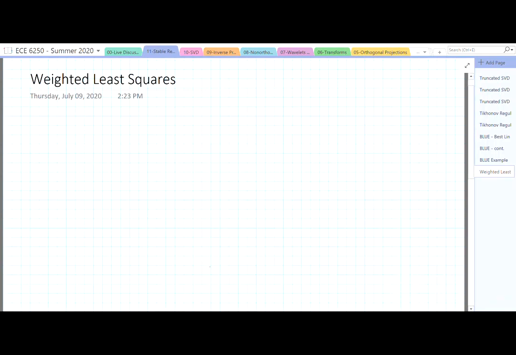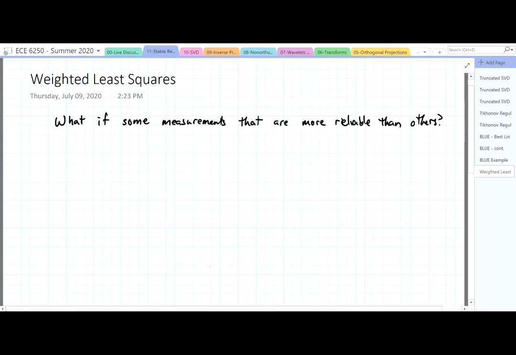So the best linear unbiased estimator really is a good way to go. That's why it's called best. Actually, it's called best because it minimizes the error given some statistical description of the observation error. So what if we have some measurements that are more reliable than others? In general, that's one of the things we can use BLUE for.